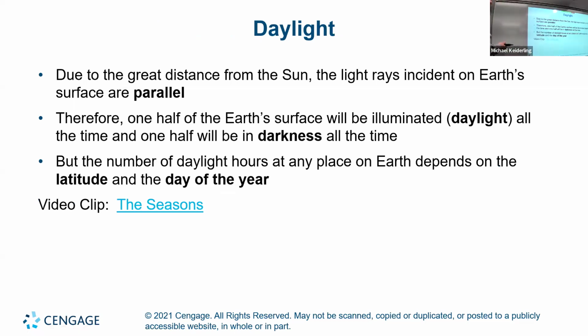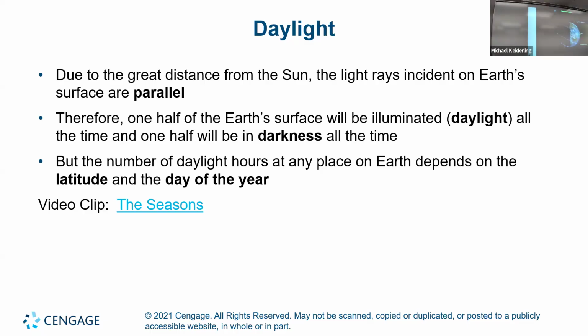Due to the great distance from the sun, the light rays incident on the Earth's surface are parallel. So one half of the Earth's surface will be illuminated in daylight all the time, and the other half will be in darkness. So, at any one given time, half the Earth is illuminated. But the number of daylight hours at any place on Earth depends on the latitude and the day of the year, because the half that's illuminated doesn't necessarily pass through the axes.